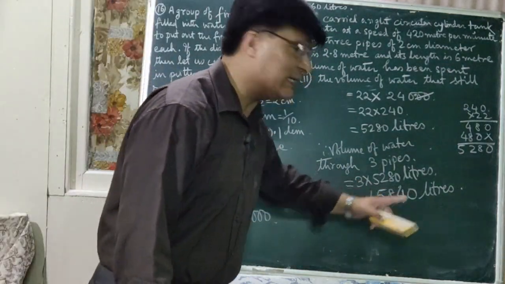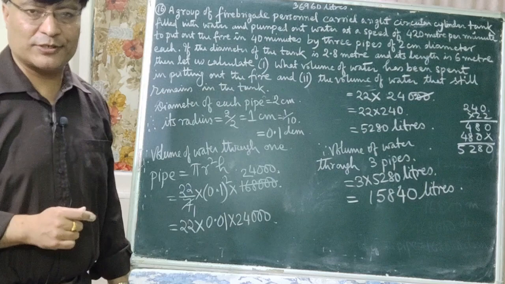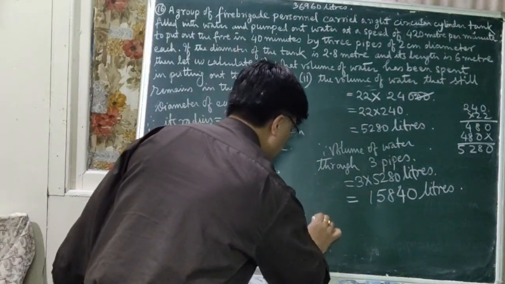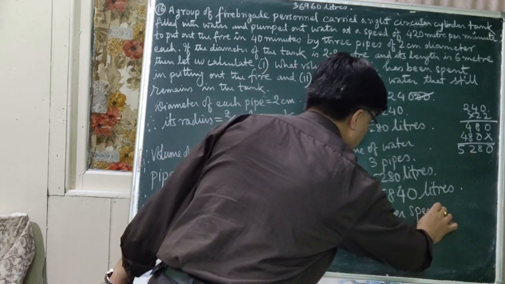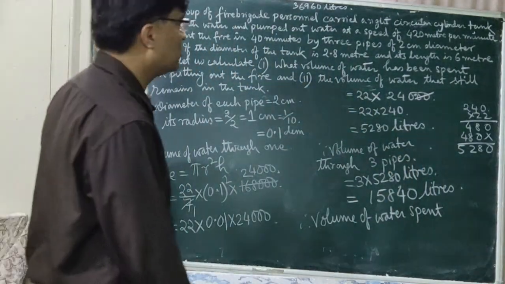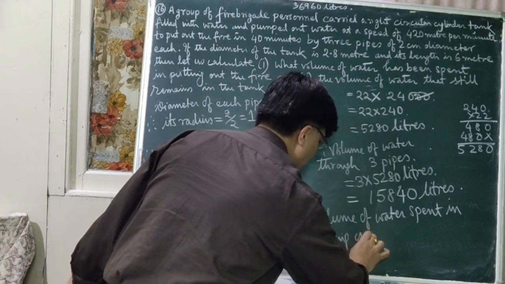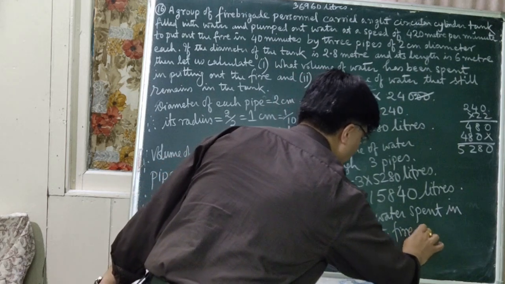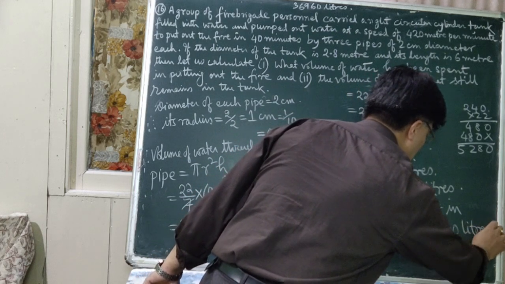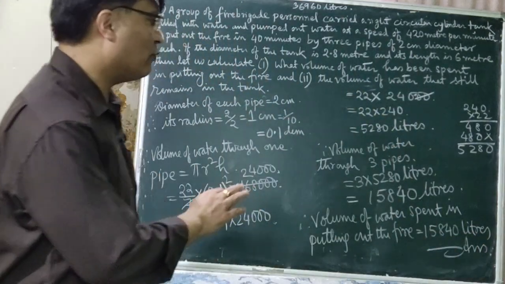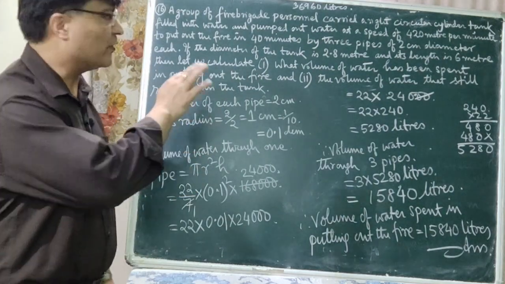Okay? The water was used to put out the fire in 40 minutes by three pipes. So therefore volume of water spent in putting out the fire is equal to, how much is that? 15,840 liters. So this is the answer. So volume of water spent in putting out the fire is equal to 15,840 liters. Okay, that is the answer for the first part.